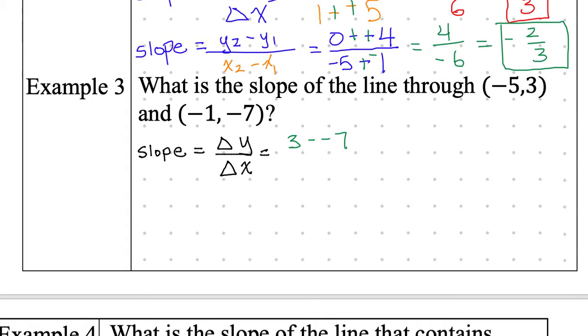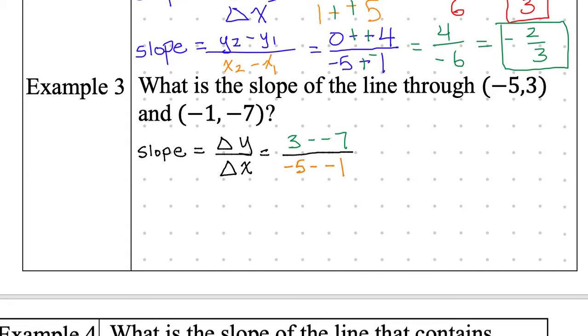Perfect. Well, I like showing the work because it's 3 minus and then negative 7. It is eventually going to change to a plus, so I just like showing the work for the notes. Larissa. The bottom was negative 5 minus negative 1. Perfect.